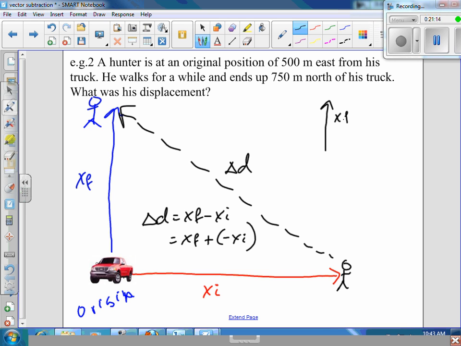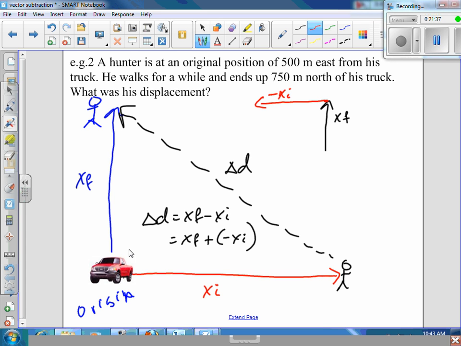There's my XF. And I'm going to subtract my initial. My initial is to the east. So what's the negative of that? To the west, right? To the west. So I'm going to add tip to tail. I'm going to write minus xi.